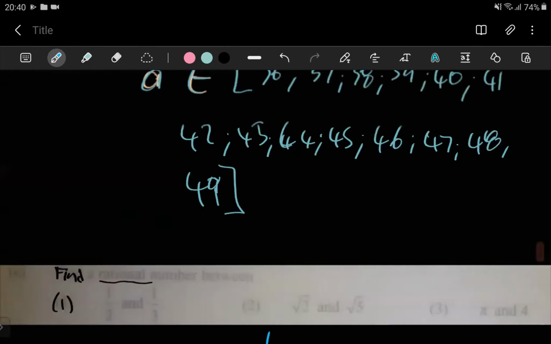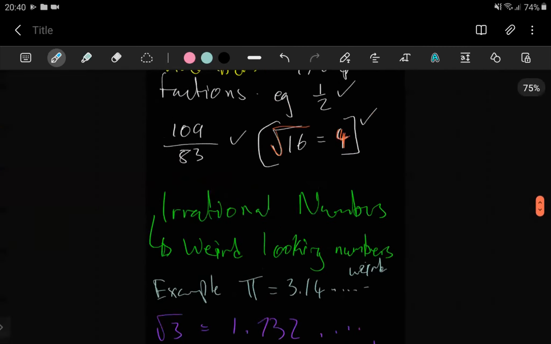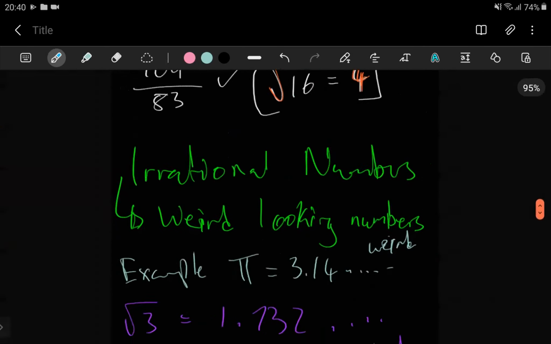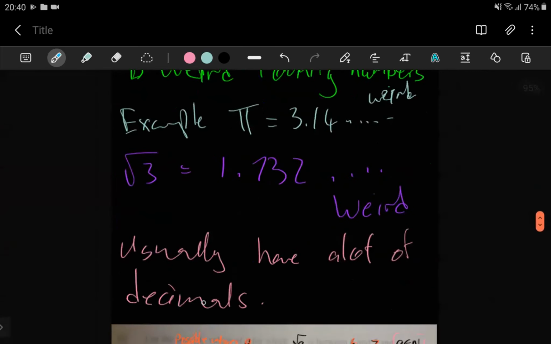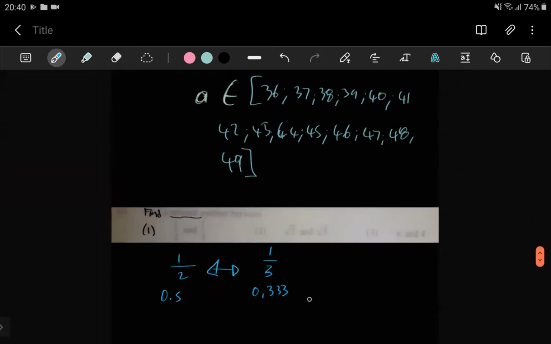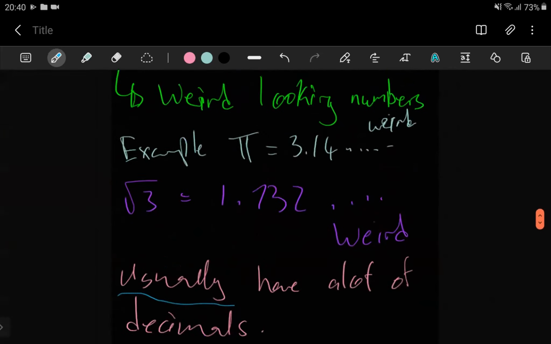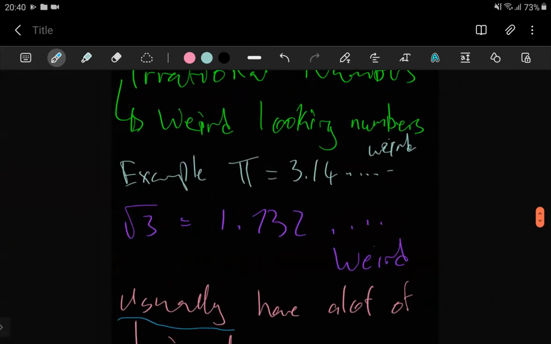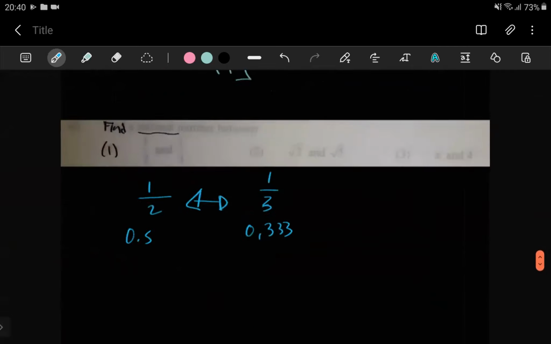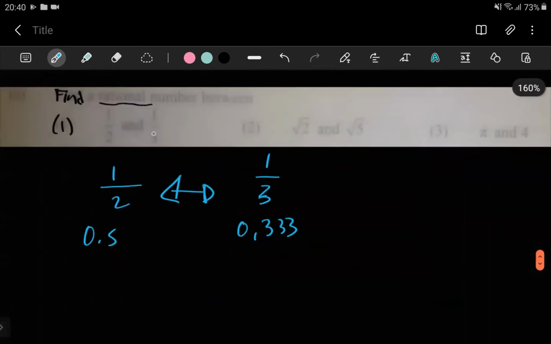So that's why what's important is the wording. To avoid getting confused, we said that it usually has a lot of decimals. The keyword usually already says some do, but they are not irrational. Just like this one, it has many decimals, but it does not qualify as looking weird. It literally is a normal looking number. We said example fractions, so this is a rational number, this is a rational number.